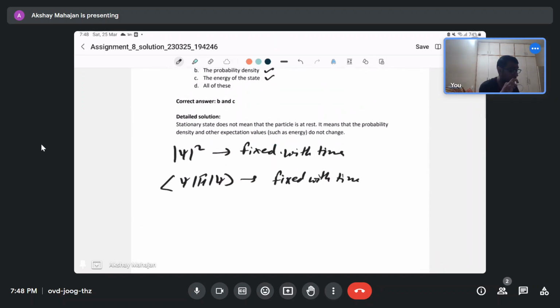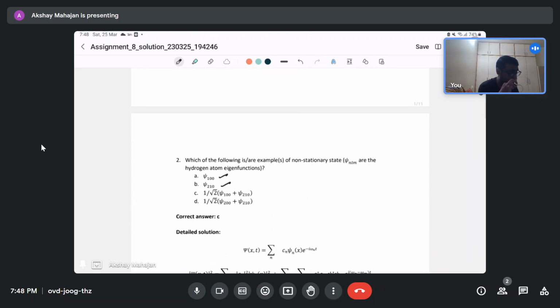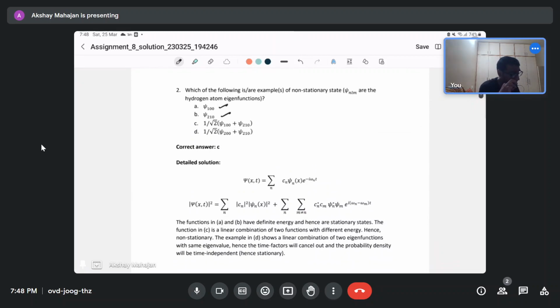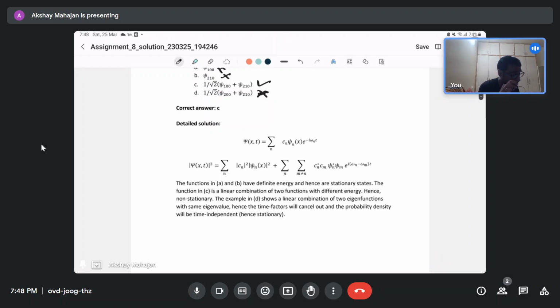Okay, so the stationary state will have two things: they have a fixed probability density, and they will have the fixed energy of the state as well. So for A and B, the energy of the state is fixed. For state D, the psi 20, since the n value is the same, the energy of the state is also fixed. So these are stationary states, not non-stationary states. While for C, we have psi 10 and psi 20, so they have different energies. So the energy of the state will be a combination, it's not fixed, and that's why it will give a non-stationary state, and that is given in the detailed solution.